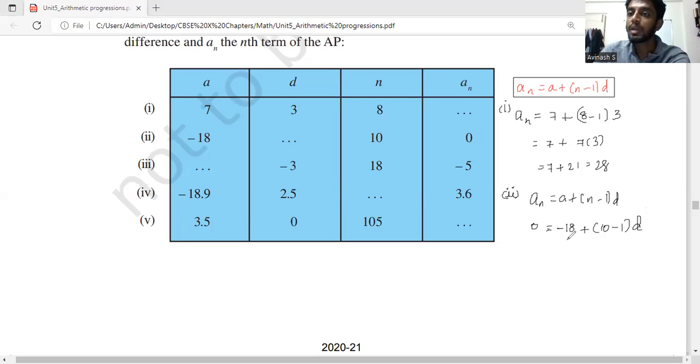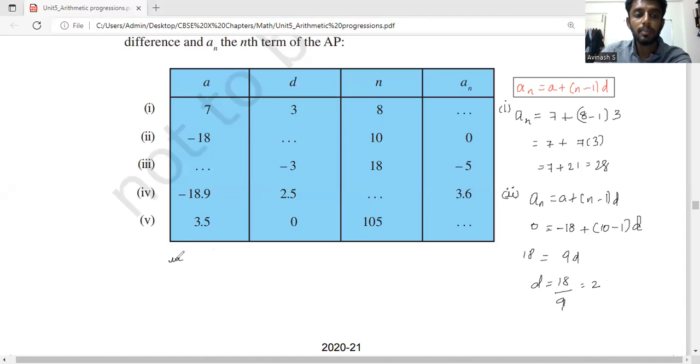Now we have to slowly isolate the value of d. So now minus 18 goes to the left side. It becomes plus 18. And then what you're left with is 9, since 10 minus 1 is 9. So this will give you d equals 18 divided by 9. So you'll be getting the value 2. So the value of d is 2. So for the second subdivision, the answer is 2.